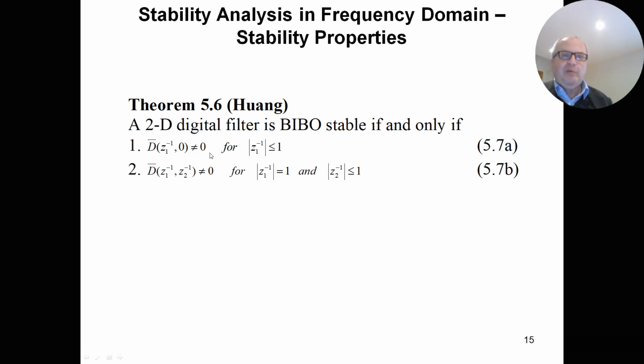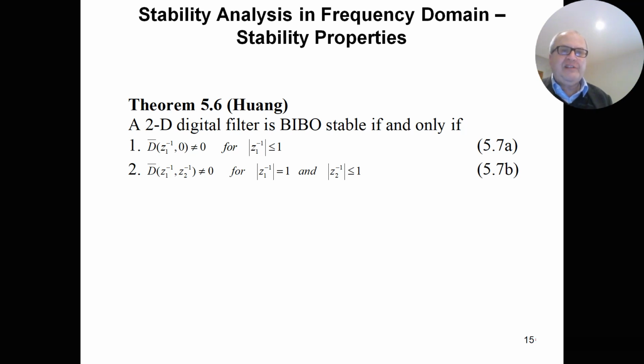This is much easier to be checked because this is a polynomial of only one variable, z1, and this is a one-dimensional condition. This is a semi-two-dimensional condition, because of course z2 takes values in the unit disk, but z1 takes values only on the border. So this theorem is an important simplification, and of course we can write this theorem in its dual form.